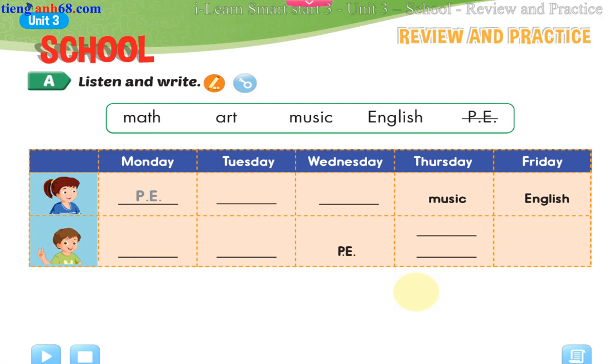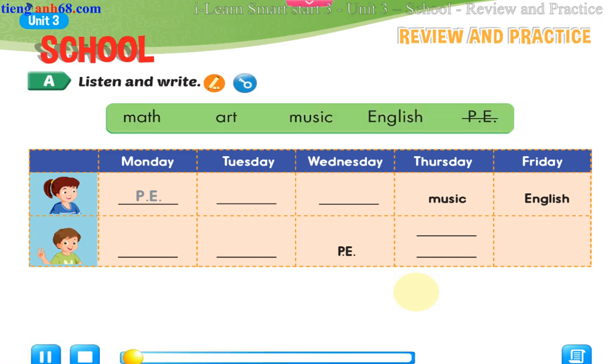A. Listen and write. Look at the school timetable. Listen. There is one example. 1. When do you have PE? I have PE on Mondays. Can you see the word? This is an example. Now listen and write.